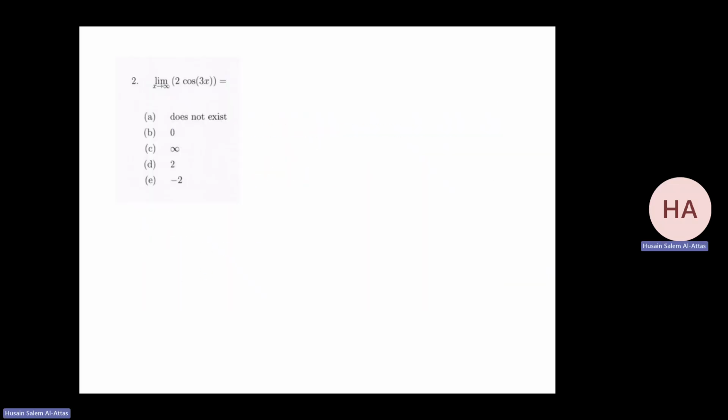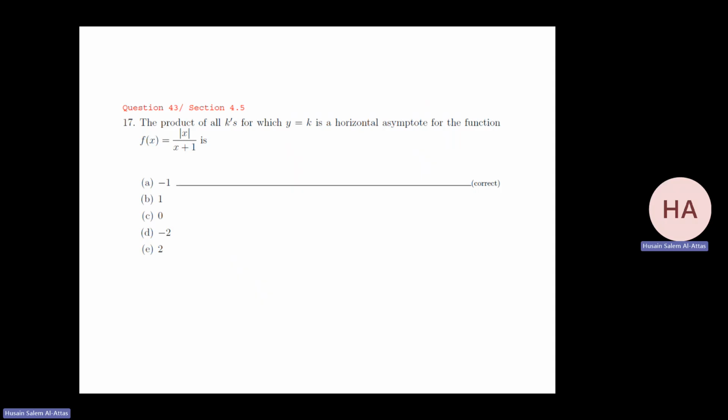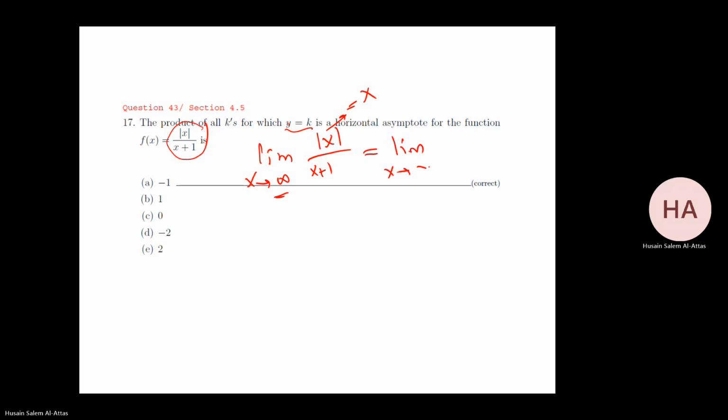I have more functions. Let me do this one and then I will stop. The product of all k for which y equal k is a horizontal asymptote. We have what? Absolute value. So we need to do it with the absolute value. Get rid of it as x goes to infinity. This would be equal to x. So I have x over x plus 1, same degree, that will be 1.